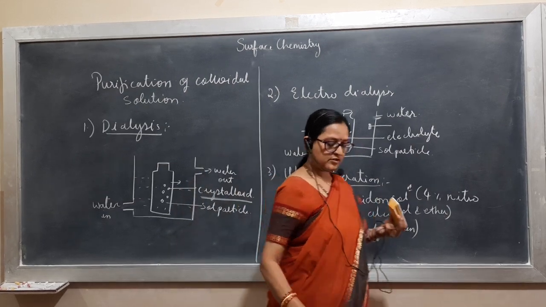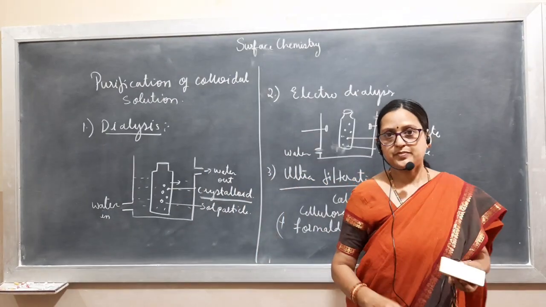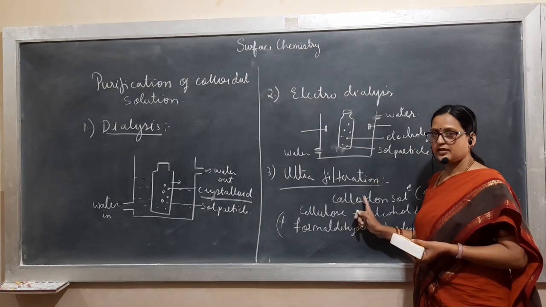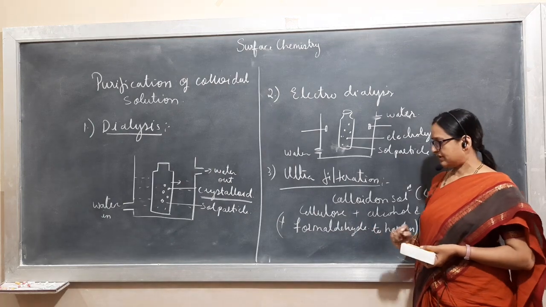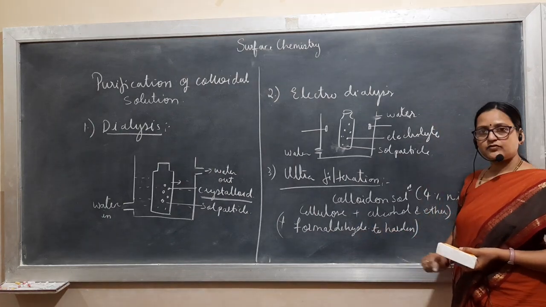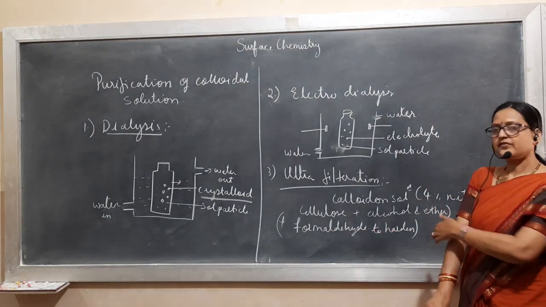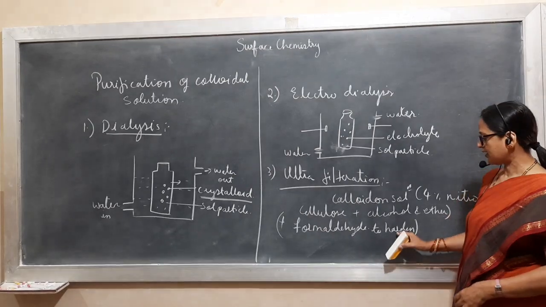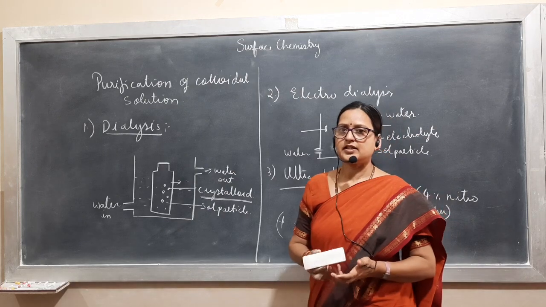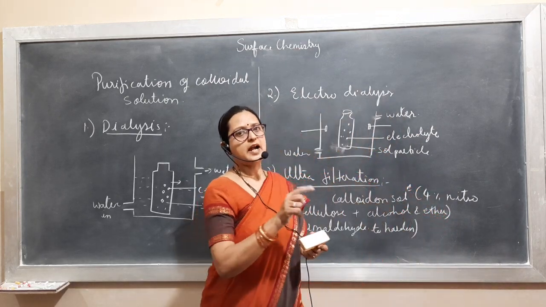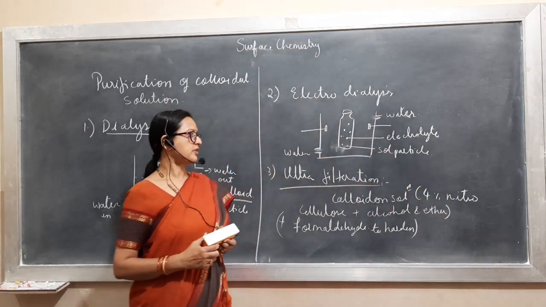So what is done here? Ultra filter paper is produced. That filter paper is produced by dipping the filter paper into the collodion solution for a longer period and then adding it in one more solution called formaldehyde. Why are we adding formaldehyde? So that the filter paper hardens. Whatever residue we get on that filter paper is again added to the dispersion medium to make the colloidal sol.